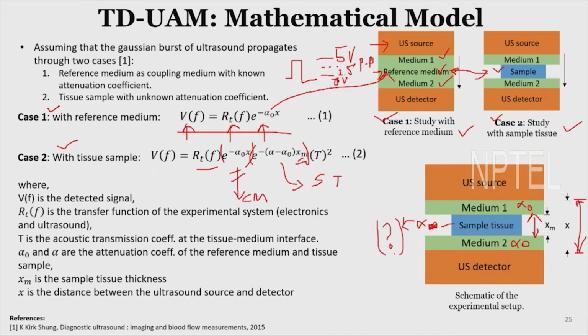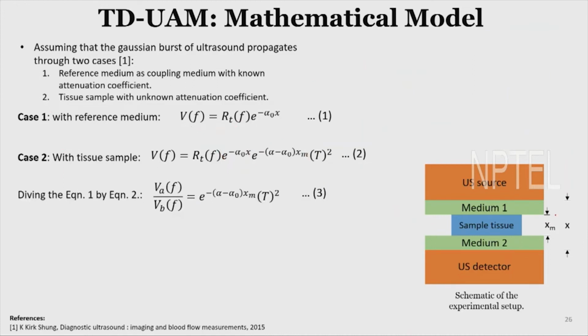We know the alpha naught of coupling medium 1 and coupling medium 2, and we know the rest of the values. For example, we know this x, we know the xm. So let us see how we calculate this alpha from these equations. Now, if we have the two equations, equation 1 and equation 2, we can take a ratio of them and do away with the transfer function which relates to this experimental setup. So RTF goes away, and we have only the exponential of minus alpha naught xm times the transmission squared.